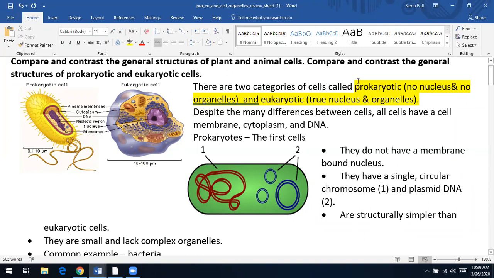What do ribosomes make? Proteins. Good job. Ribosomes make proteins. So even though most prokaryotic cells don't have any other organelles, you will see that they do have ribosomes.